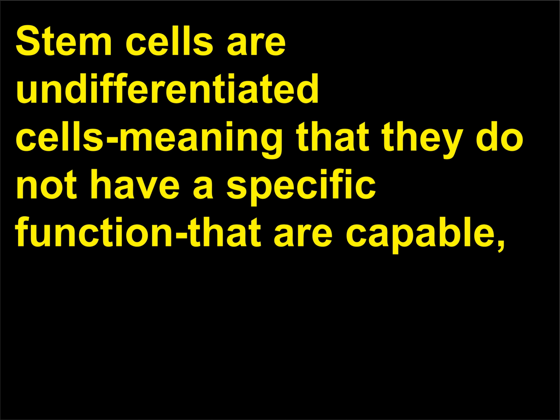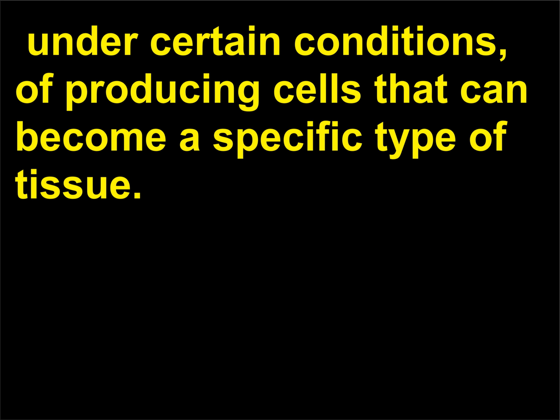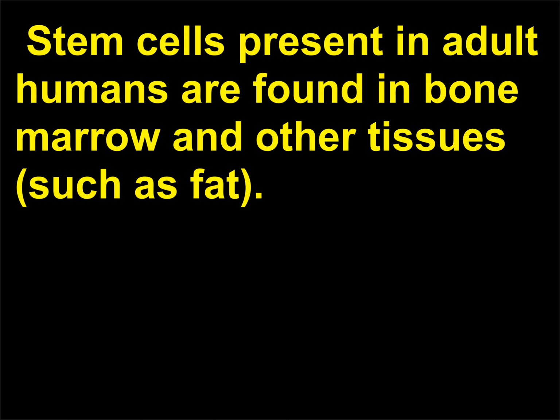What is a stem cell? Stem cells are undifferentiated cells, meaning that they do not have a specific function, that are capable, under certain conditions, of producing cells that can become a specific type of tissue. Stem cells present in adult humans are found in bone marrow and other tissues, such as fat.